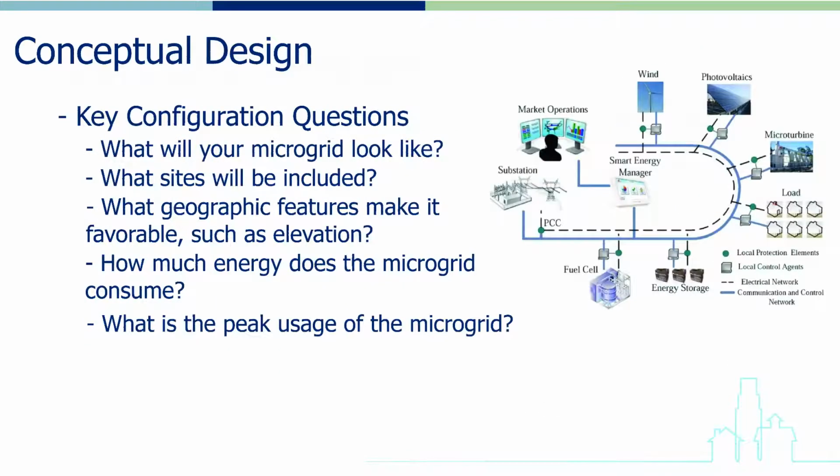Key questions about the overall configuration of the proposed microgrid also need to be addressed during this section of the microgrid development plan. These would include: What will your microgrid look like? What sites will be included? What configuration and distribution layout does it have? What geographic features make it favorable, such as elevation and other elements of the landscape? How much energy does the microgrid consume, and what is the peak energy usage of the microgrid?